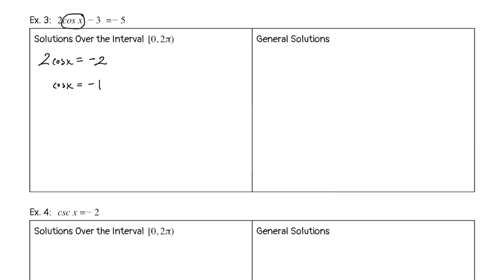Okay. Does that part make sense to folks, in terms of how we isolate that? Yeah, so we're just trying to get that trig function all by itself, okay? So we get cosine x equals negative 1. So now let's take a look at our unit circle. And where does cosine x equal negative 1?